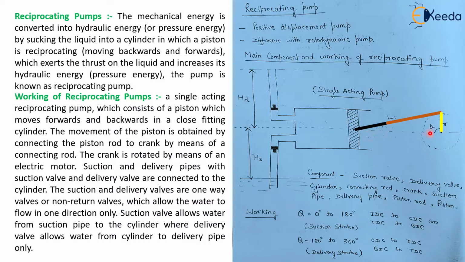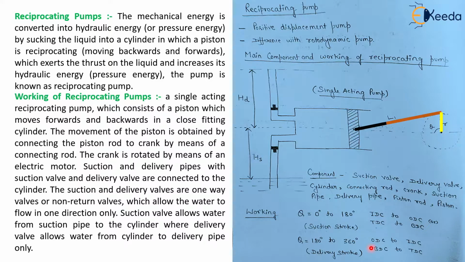During the suction stroke, that means theta equal to 0 to 180 degrees, there will be a suction stroke, and in that stroke water will enter into the cylinder. Now this crank is rotating like this. If it is rotating from this point to this point, that means it is making an angle of 180 degrees to 360 degrees.